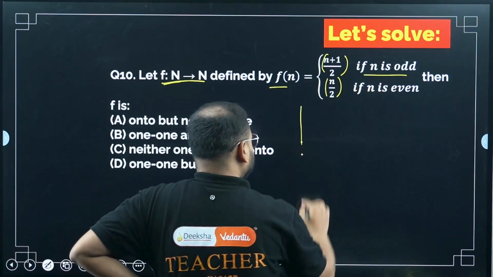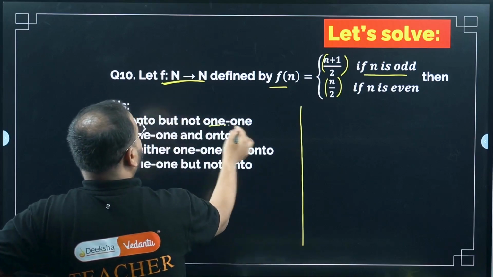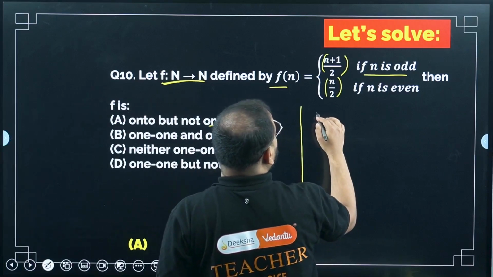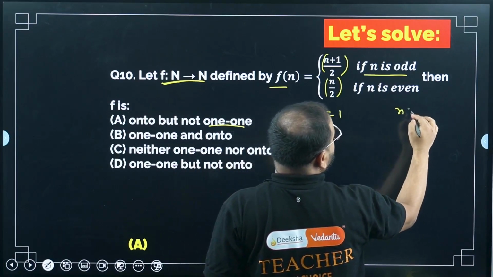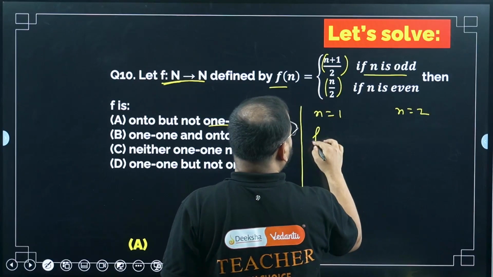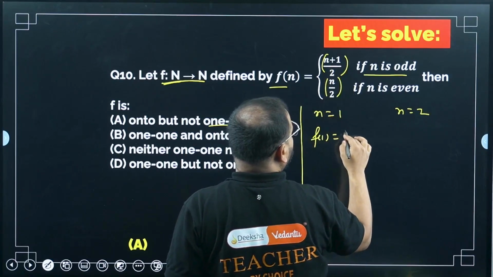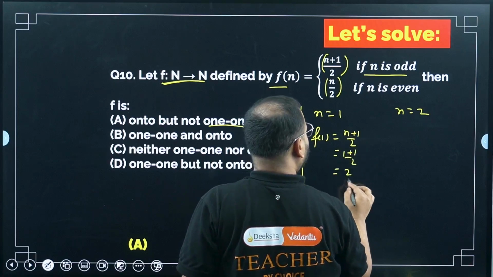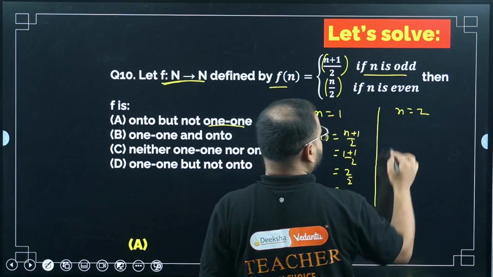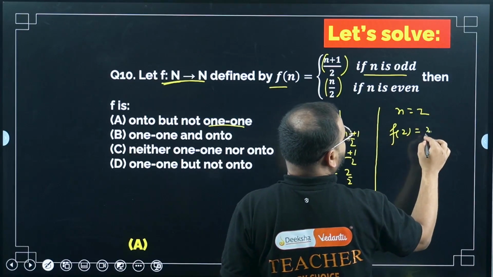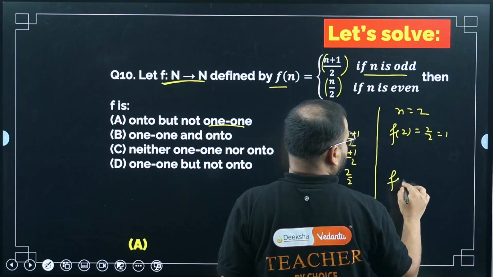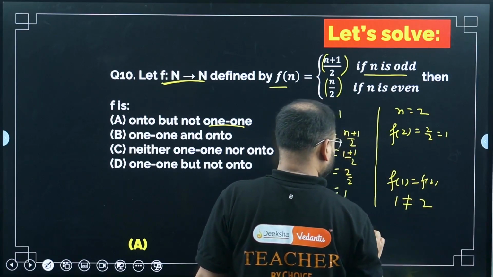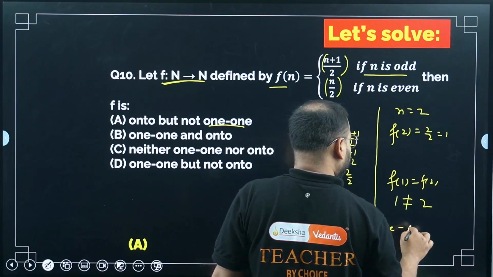Okay, so let's check this. First we're checking for one-one. Let's check the values when n is equal to 1 and n is equal to 2. What will f(1) be? We'll use the formula (n plus 1) by 2, so (1 plus 1) by 2, which is 2 by 2, so 1. What about f(2)? f(2) will be just 2 by 2, so just 1. So what are we getting? f(1) equals f(2), but 1 is not equal to 2. So the function is not one-one.